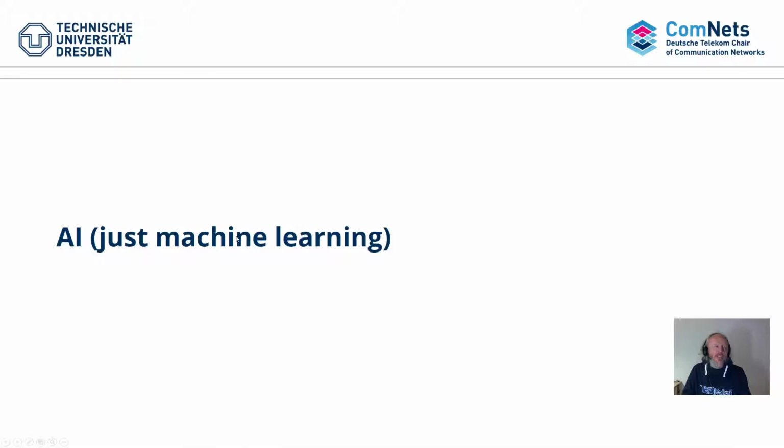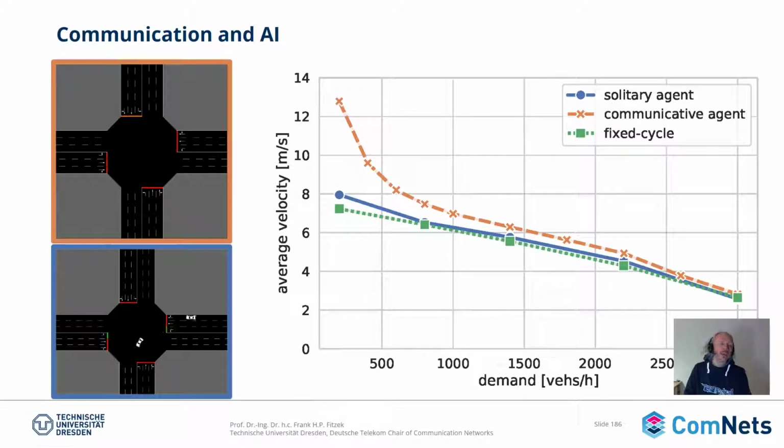And a third thing is AI, machine learning. I just brought you two examples of what we're doing here. You can use AI, for example, in the mobile edge cloud to do the traffic management at intersections. Here you see the average velocity on the demand over intersections. Green means the normal streetlights that you have today. Blue means it's AI based, it learns all the time, and the orange one is a communicative AI scheme. So you have communication and AI. And you see this is way better.